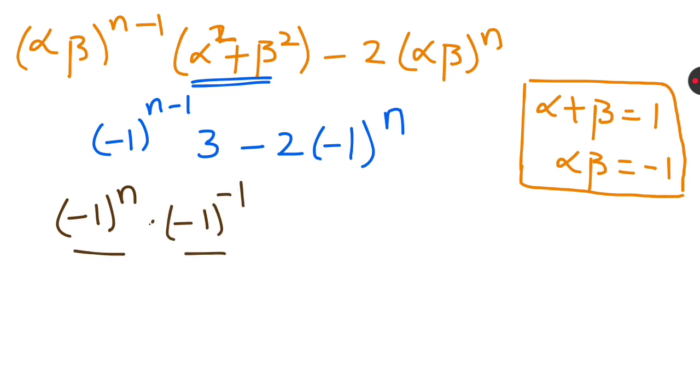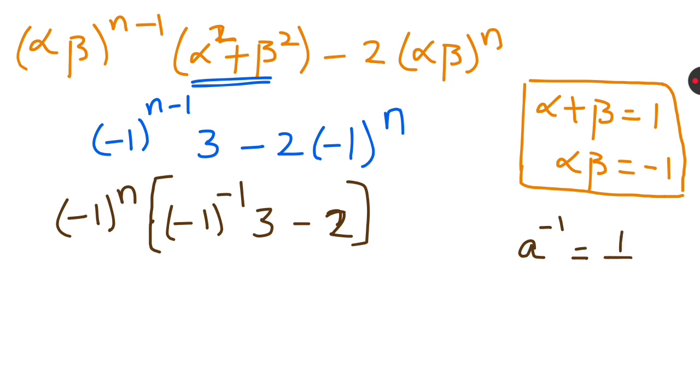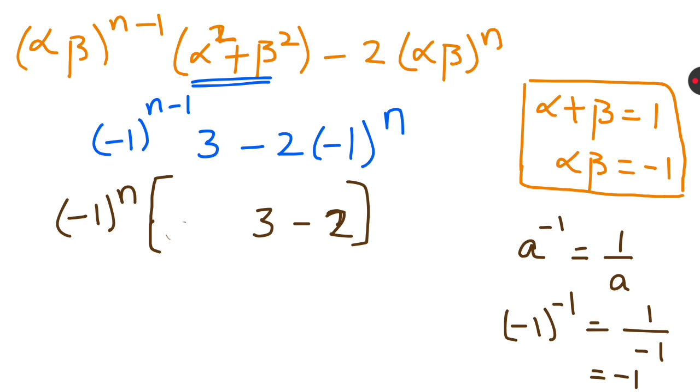When bases are same, we can add the exponents. Then it becomes (minus 1) whole raised to power of n minus 1, isn't it? Here I am splitting because the second term also has (minus 1) whole raised to power of n. That's why I split it. Then I can take (minus 1) whole raised to power of n as common. If I take it as common, then I am going to left with (minus 1) whole raised to power of minus 1 times 3 minus 2. If we have a power of minus 1, we can write this as 1 over a. Similarly, (minus 1) whole raised to power of minus 1, we can write it as 1 over minus 1, which is nothing but minus 1.